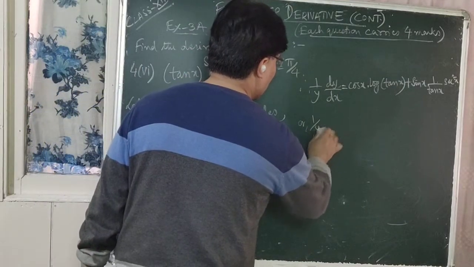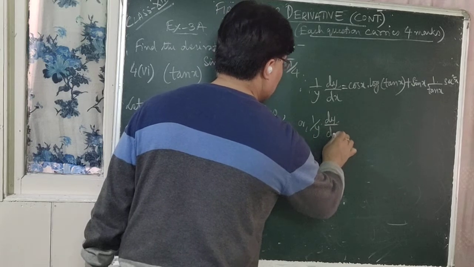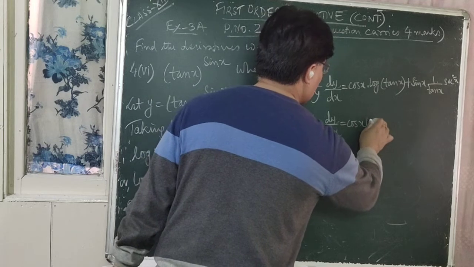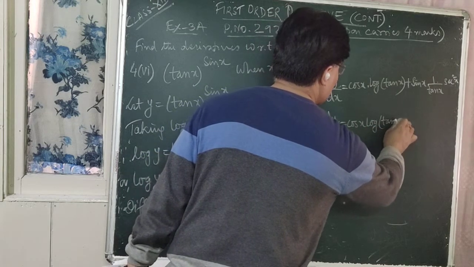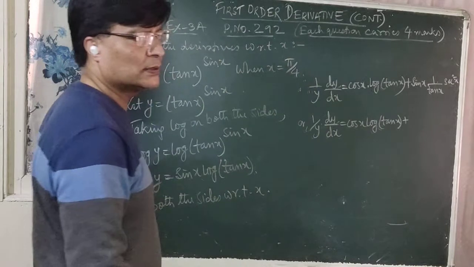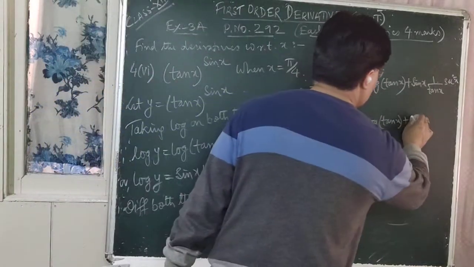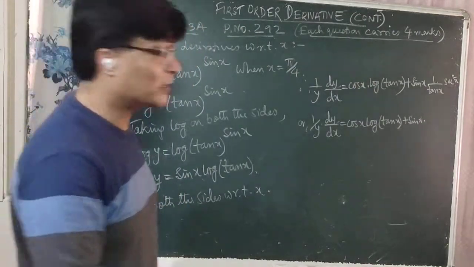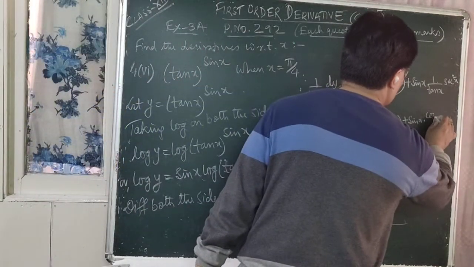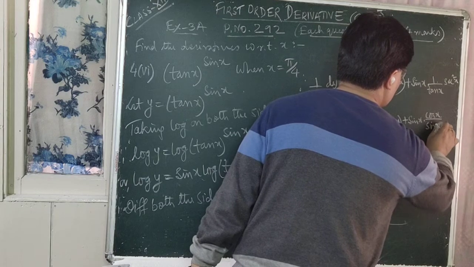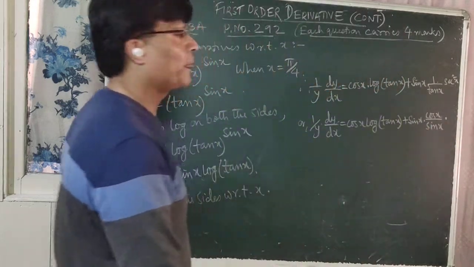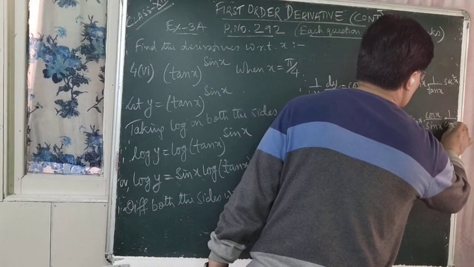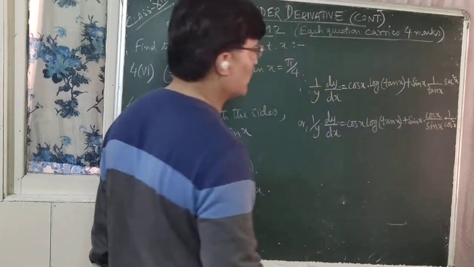So let us simplify it. 1 upon y into dy by dx is equal to cos x log of tan x plus sin x into, what is 1 by tan x? It is cot x. But what is cot x? It is cos x by sin x into, again what is sec square x? 1 by cos square x, right?